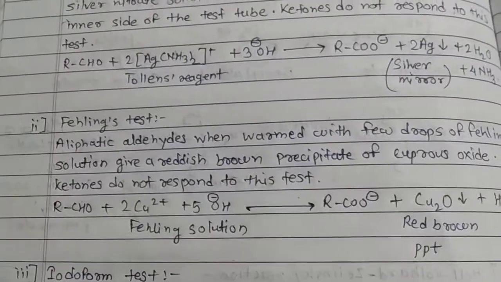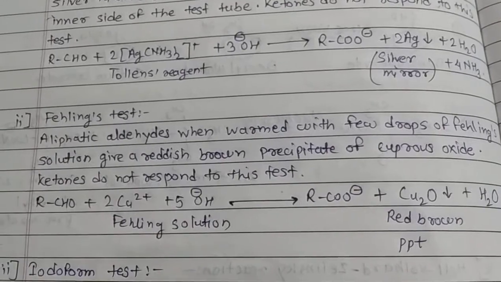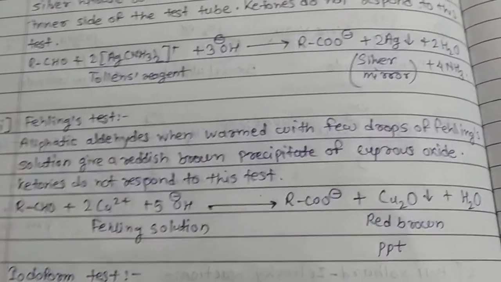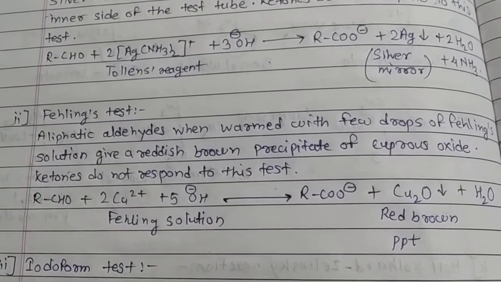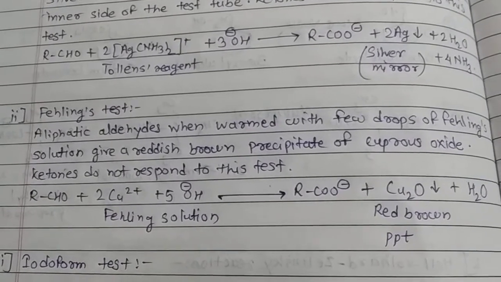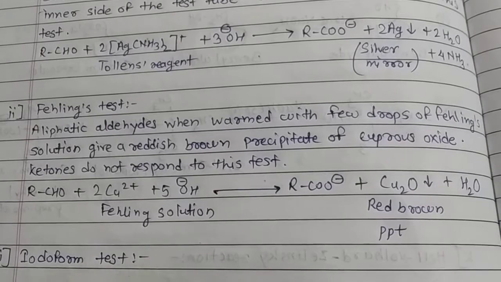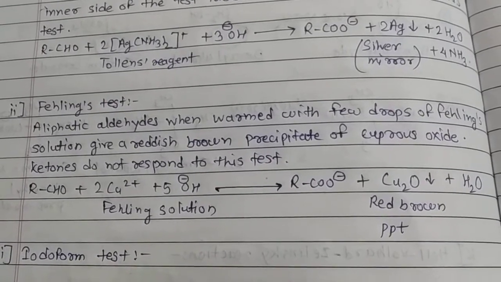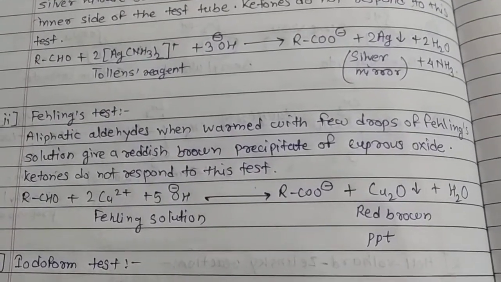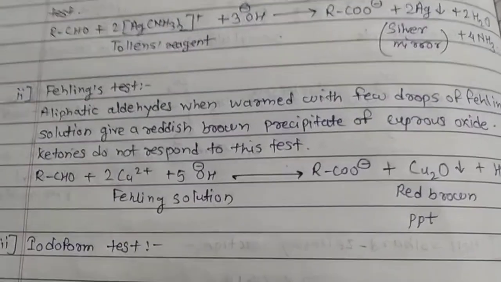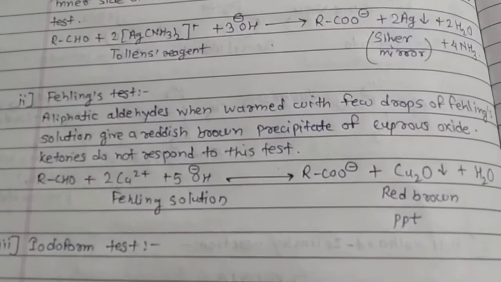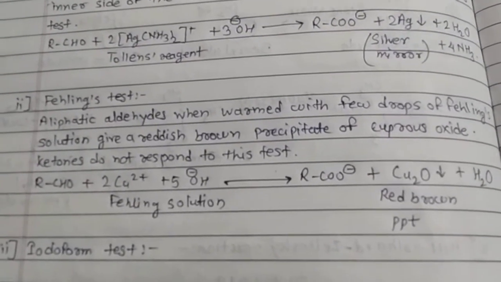Next, Fehling's test. Aliphatic aldehydes give Fehling's test and ketones do not give this test. Aliphatic aldehydes, when warmed with a few drops of Fehling solution, give a reddish brown precipitate of cuprous oxide. Fehling solution is given as copper 2+ and OH-.